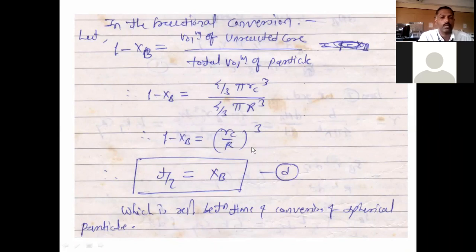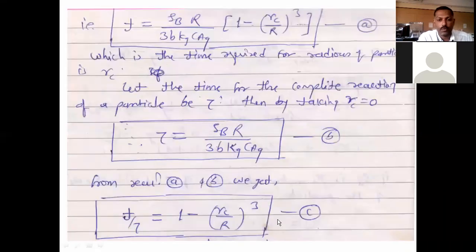This is also required in the further derivation. So put 1 minus X_B equal to (R_c upon R)^3 in the above equation C, t upon tau equal to 1 minus (R_c upon R)^3. So what is (R_c upon R)^3?